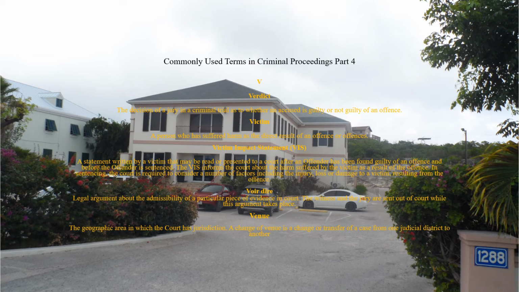The next term you may hear about is the term voir dire, and this is where there are legal arguments about admissibility of a particular piece of evidence in court. This is done in the absence of the witness and the jury.